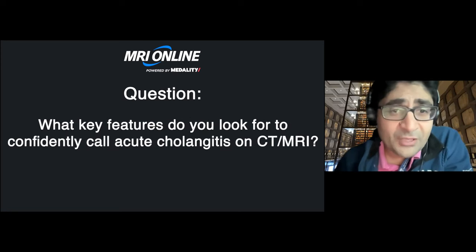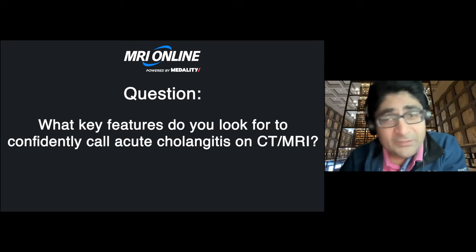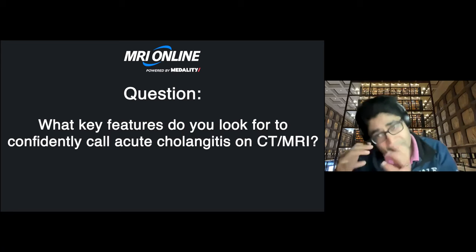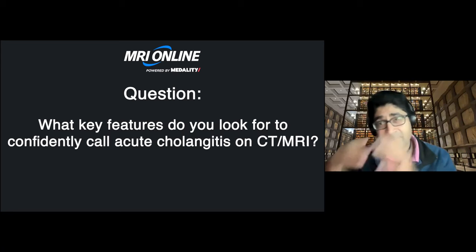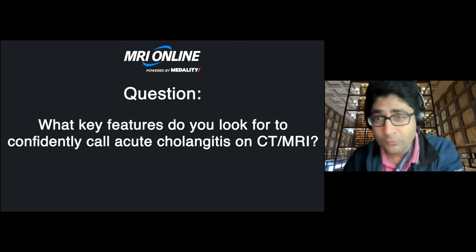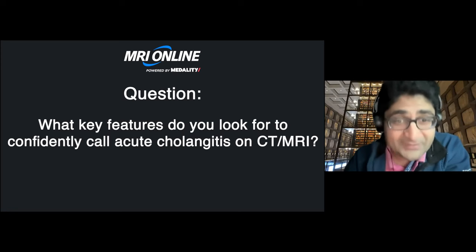What key features do you look for to confidently call acute cholangitis on CT and MR? I think it's a great question. You're really looking for wall thickening of the bile ducts as well as hyperenhancement, so areas of the bile duct wall that are enhancing more than other areas. If it's all diffusely enhancing, then it becomes a little bit difficult, but you're really looking for that wall thickening and hyperenhancement to suggest acute cholangitis.